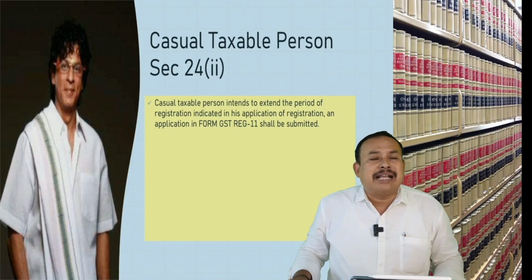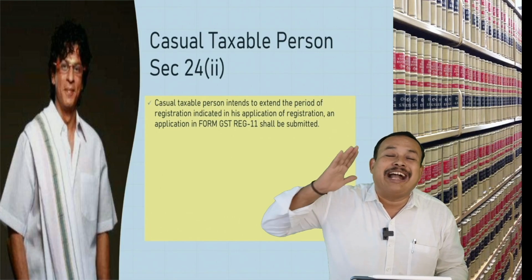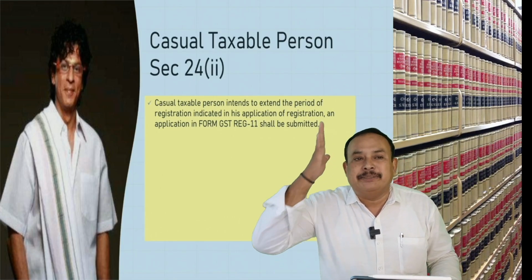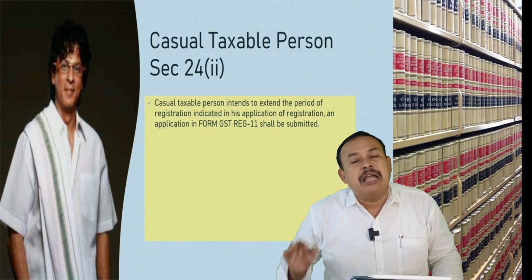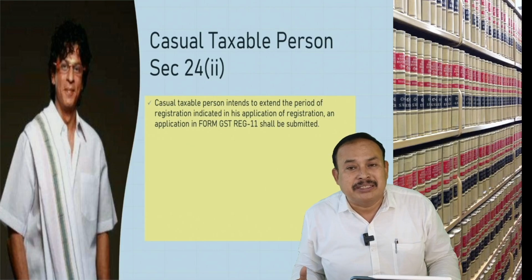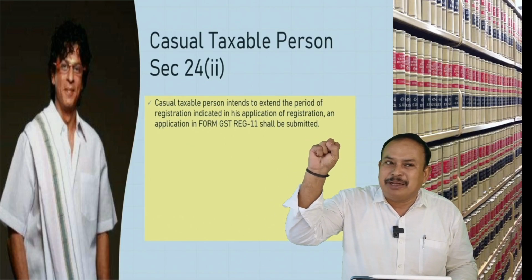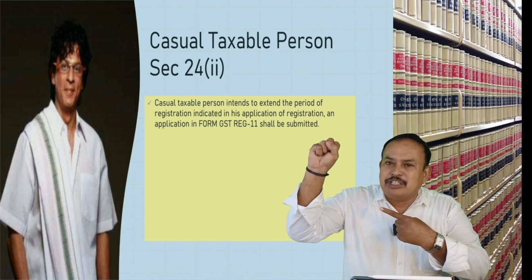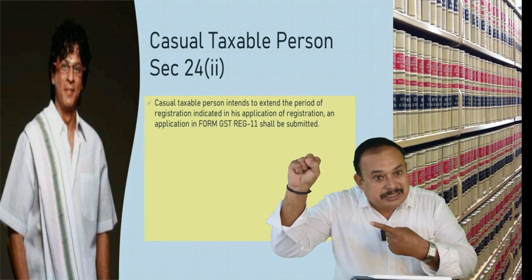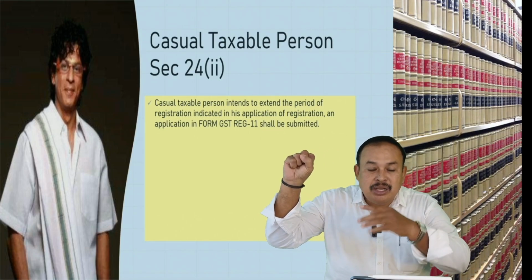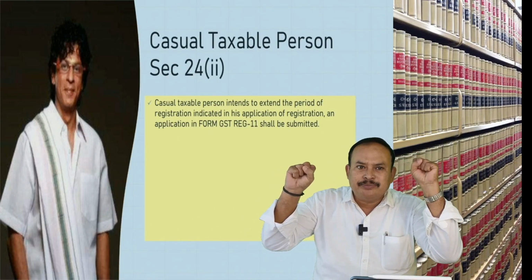Time period of a casual taxable person. How long will you continue in the name of a casual taxable person? Time period of registration. The time limit of a casual taxable person is as follows. For the period of 90 days from the date of registration. After the registration, how long? 90 days, or the period for which you sought registration.